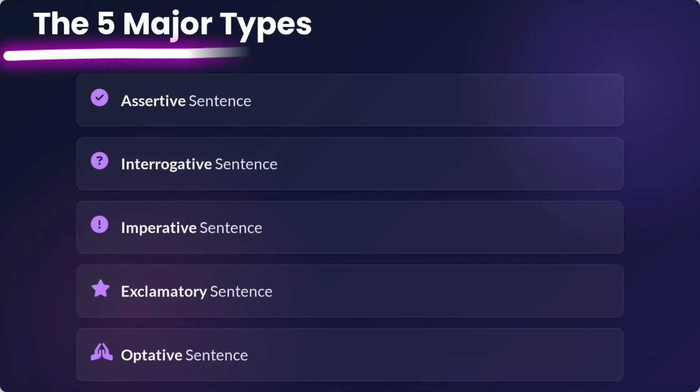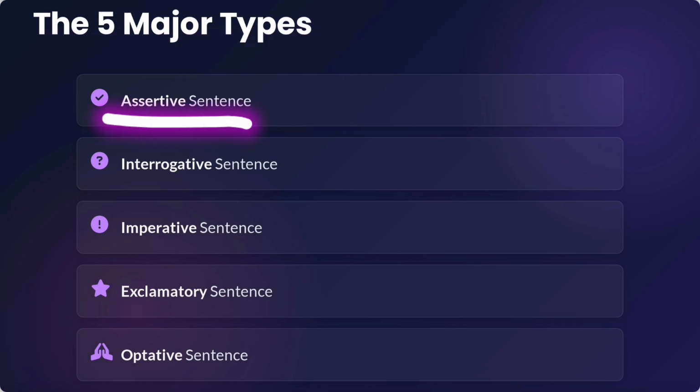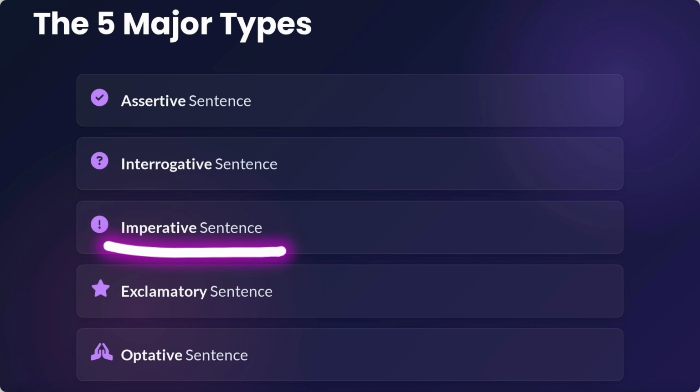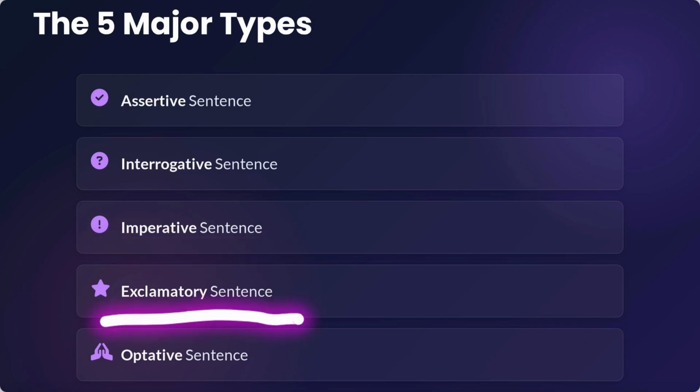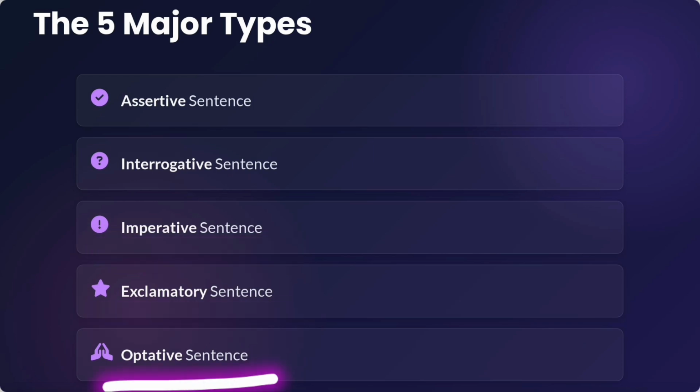There are five major types of sentences in English grammar. Number one, assertive sentence. Number two, interrogative sentence. Number three, imperative sentence. Number four, exclamatory sentence. And number five, optative sentence. Let's understand them one by one.